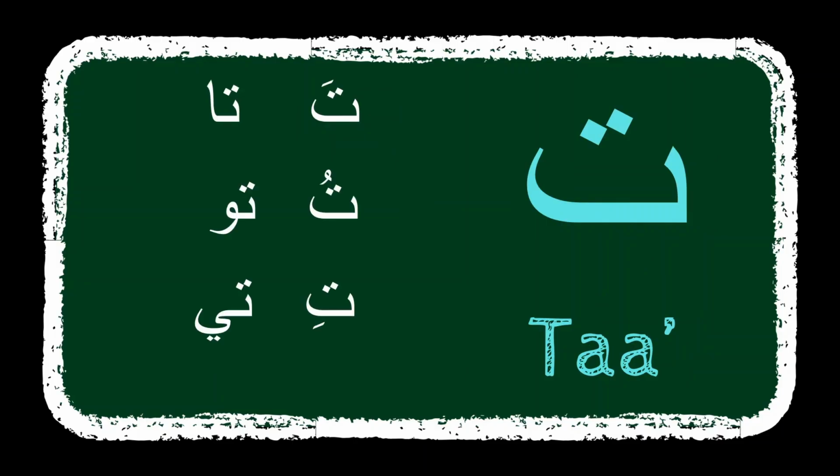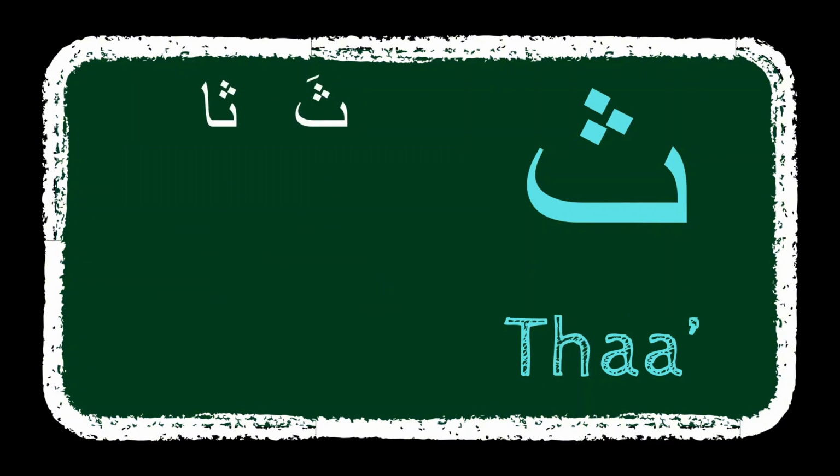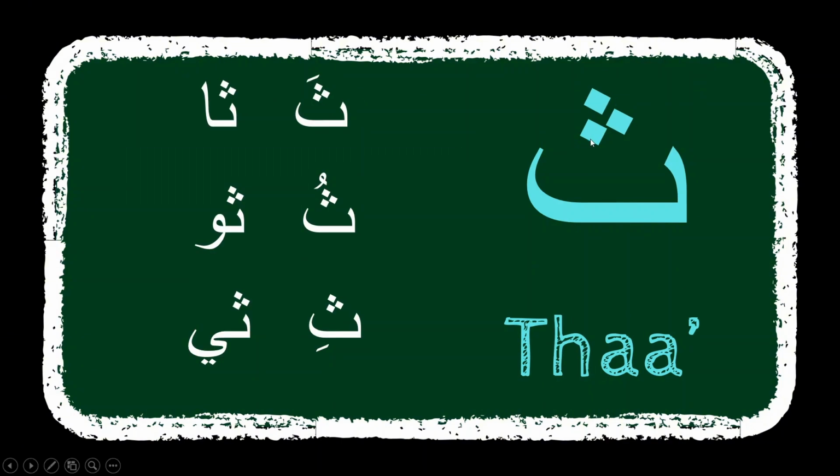So how can you remember that this is a ta? It's by remembering that we have two dots, and the number two has the same pronunciation as the t here. And the letter tha has three dots on this letter, and the pronunciation of this letter is tha, like the tha in three.